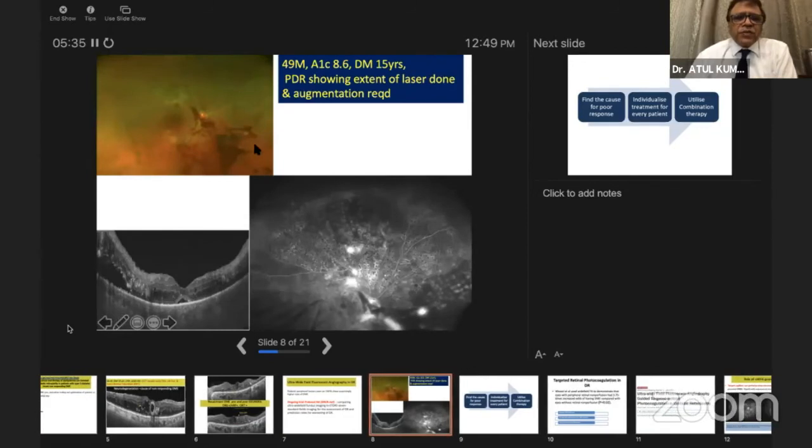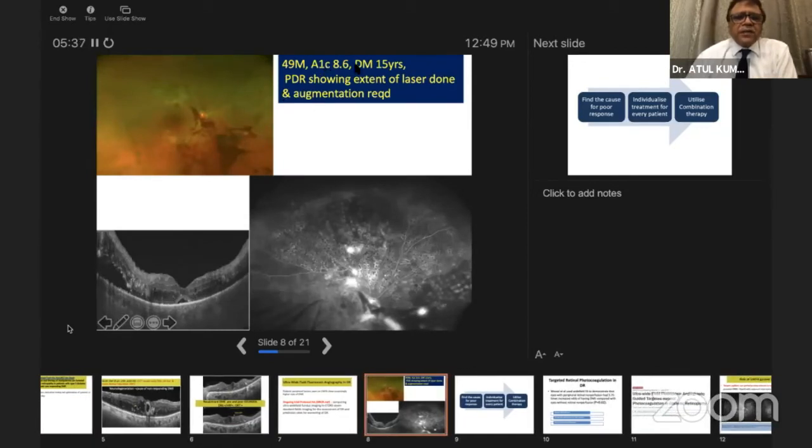So this is a case showing a 49-year-old male. A1C was 8.6, uncontrolled, DM for 15 years. VDR showing extent of laser done, augmentation required. So these kinds of patients have not only DME but also traction elevated retina.